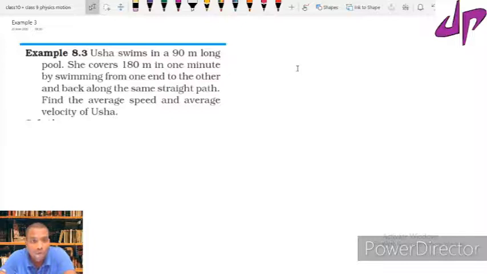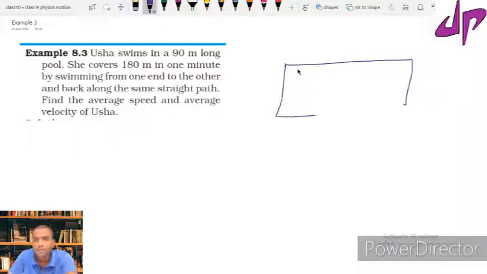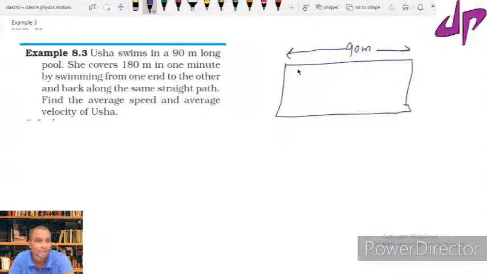Let's solve one more problem. The problem is, Usha swims in a 90 meter long pool. She covers 180 meter in 1 minute by swimming from one end to the other and back along the same straight path. Find the average speed and average velocity of Usha. So there is a pool. The pool length is 90 meters. Usha covers 180 meters in 1 minute.